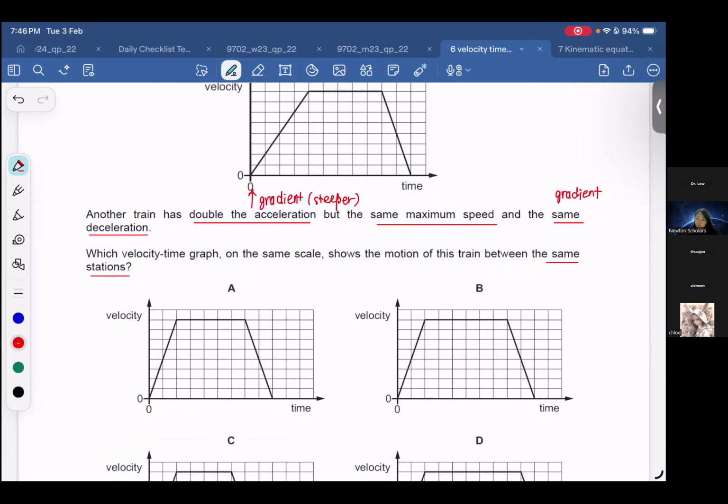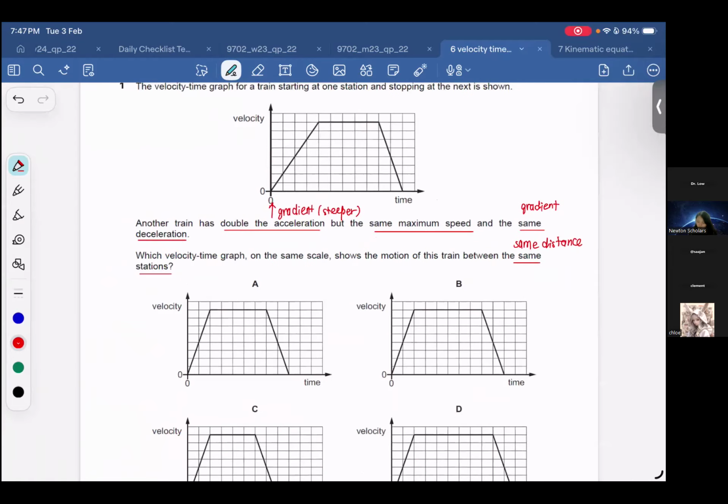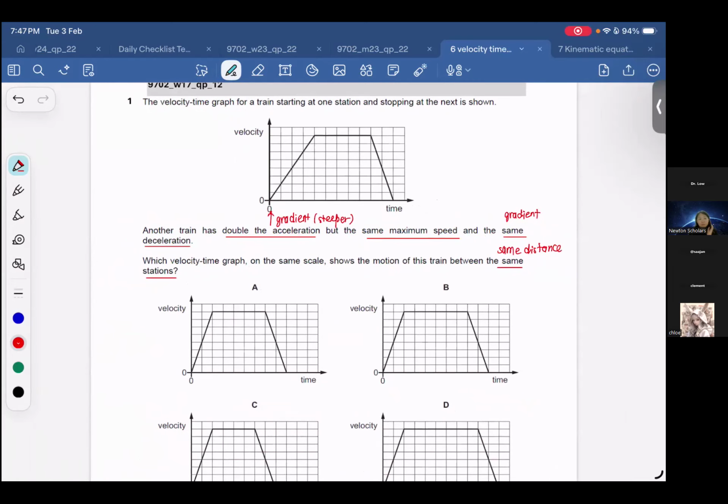You move faster, your friend moves slower, but the distance between these two stations, are they changing? My answer is no. So here, same stations, so here, same distance. Okay, so you need to fulfill these few requirements. From station 1 to station 2, the distance is the same.